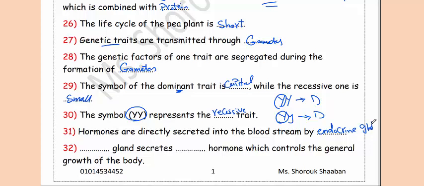Question 32 and last one. Which gland secretes which hormone that controls the general growth of the body? By the way, it controls the growth, so of course it is the growth hormone. Which gland secretes this growth hormone? The pituitary or thyroid or what? Of course, pituitary gland.